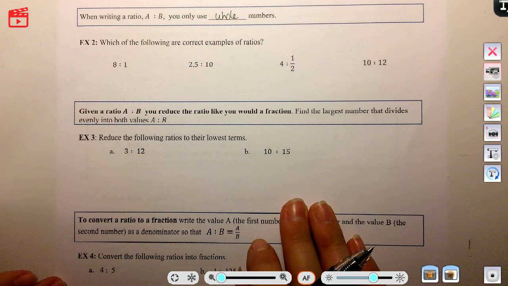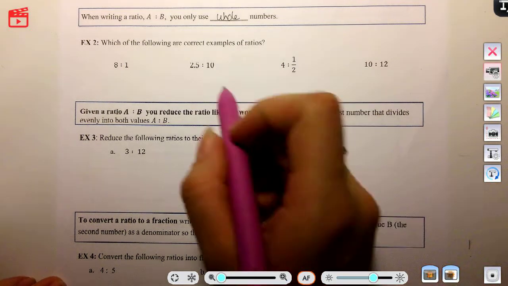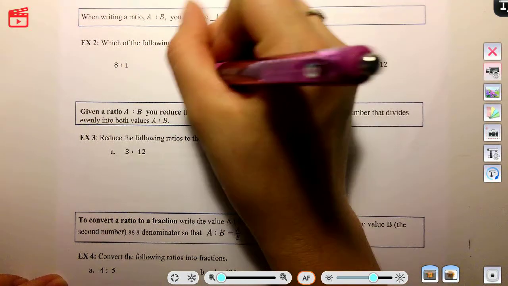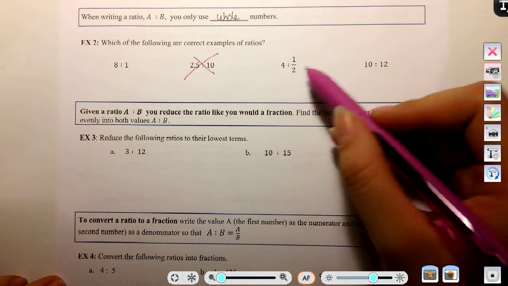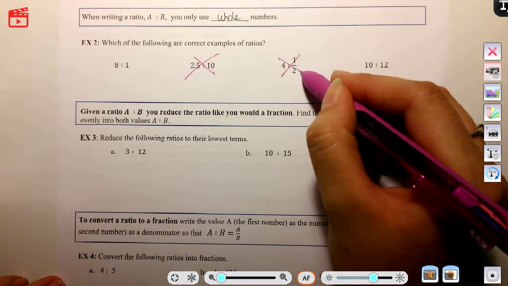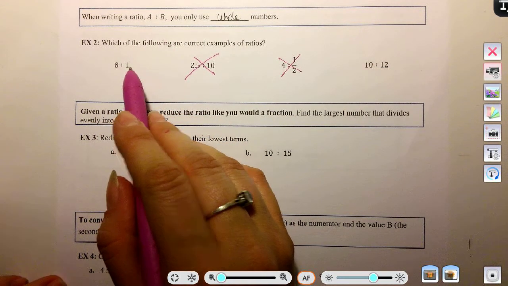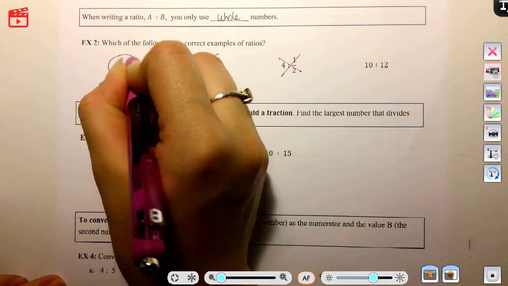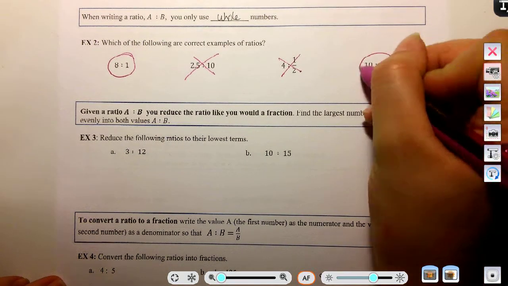Identify which ratios are not correct. Well, we know ratios need to not be decimals, and I see a decimal right there. So this one, that's not a ratio. And then I see a fraction right here, so that one is also not a ratio. This ratio here, 8 to 1, they're both whole numbers, so that is a ratio. And then we have 10 to 12, which is also a ratio.